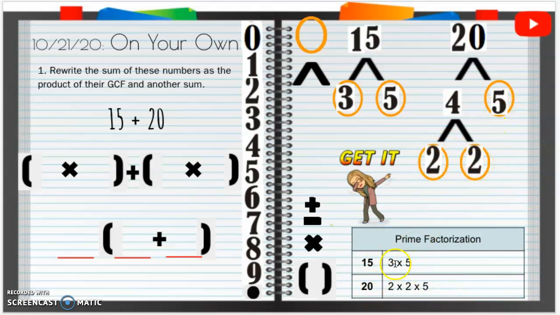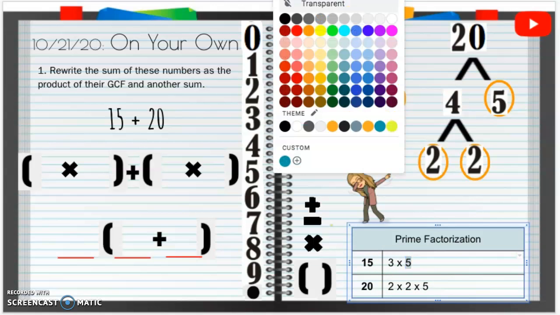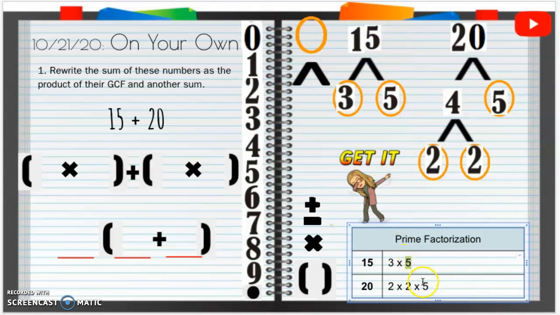Now, let's match the socks. Do they share 3? No. Do they share 2? No. It looks like the only number they share is a 5, and that's absolutely fine. That's actually easier for us because we're only going to take one of those 5s, and we don't need to multiply by anything, so our greatest common factor is going to be 5.